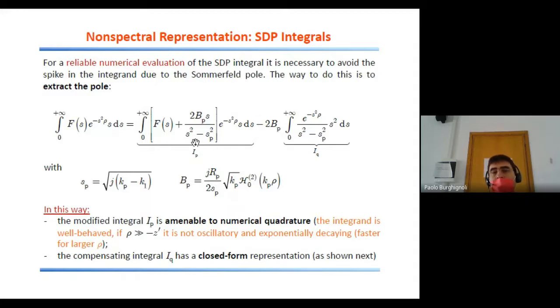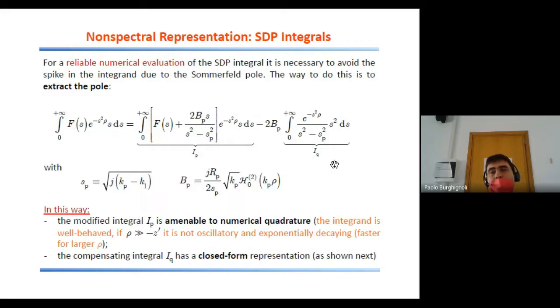Let us call this contribution I sub p, that's a regularized integrand. However, you must, of course, subtract what you have added, otherwise you would change the value of the integral. And what you need to subtract is a function that contains the pole singularity. However, this function is now in a canonical form, and it can be manipulated analytically, as we will now see in a moment.